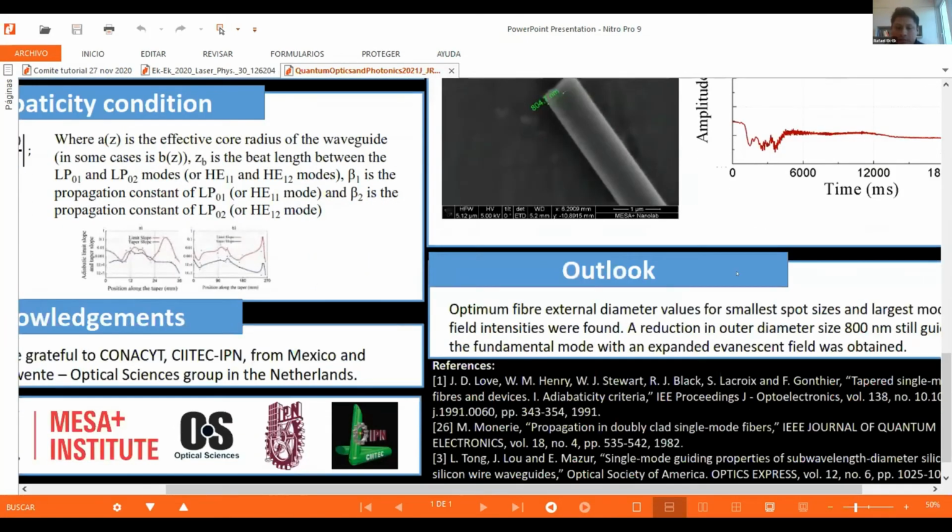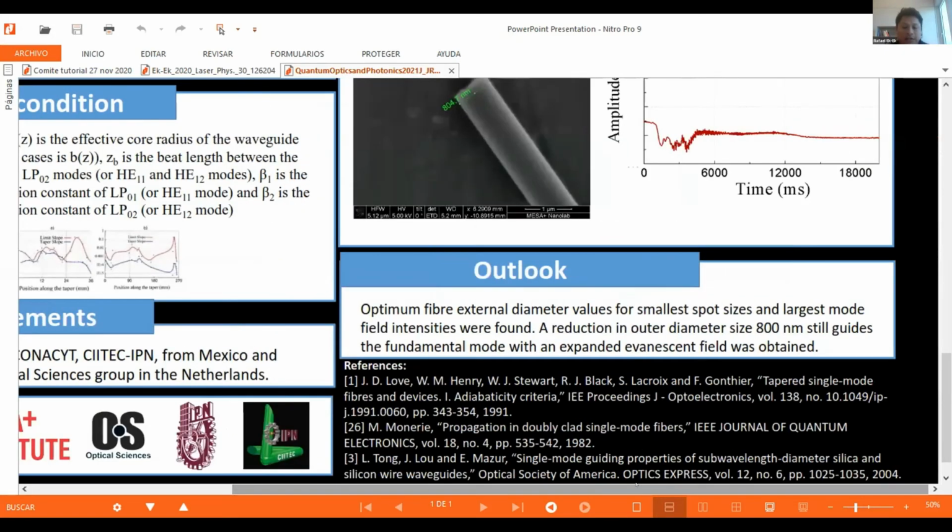But we can conclude that the optimal fiber external diameter values for the smallest spot size and largest mode field intensities were found, and a reduction in outer diameter size to around 800 nanometers that still guides the fundamental mode with an expanded evanescent field was obtained. So thank you so much. If you have a question.